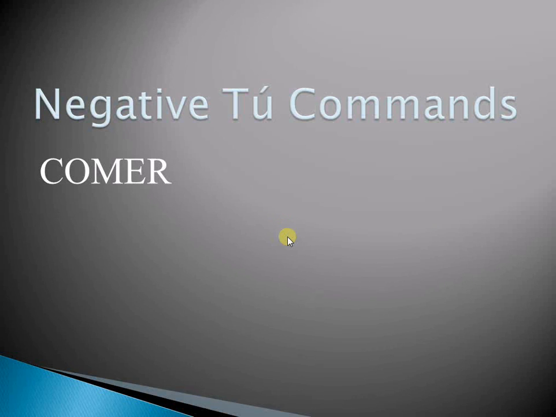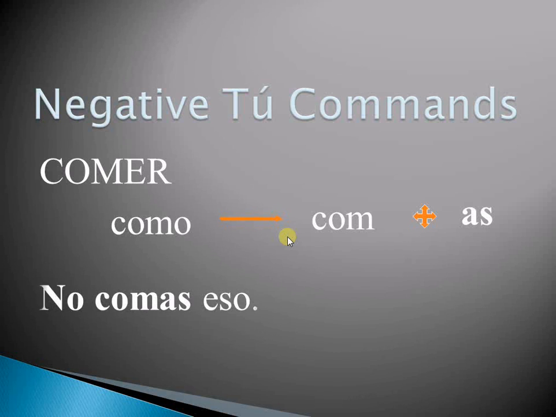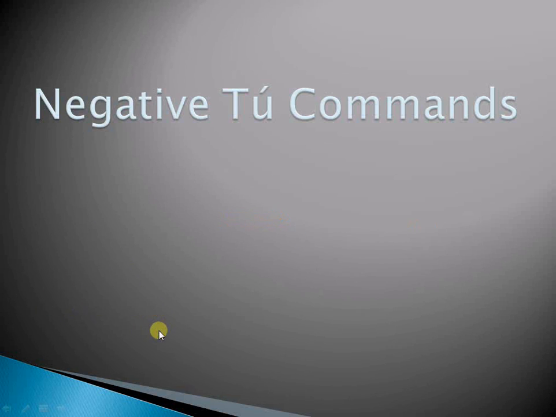If it's an ER verb, regular ER verb, you do the same thing, conjugating the yo form, like comer, como, drop the o, use the stem, and then you put the opposite vowel, a plus s. So if you want to tell your friend, don't eat this, you say, no comas eso. Make sure you put the no before the command in the negative form.